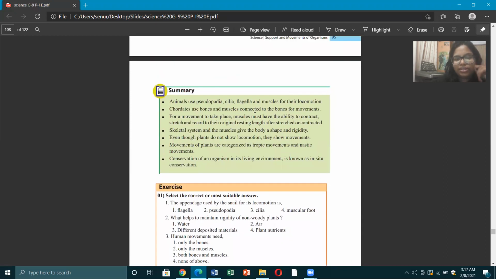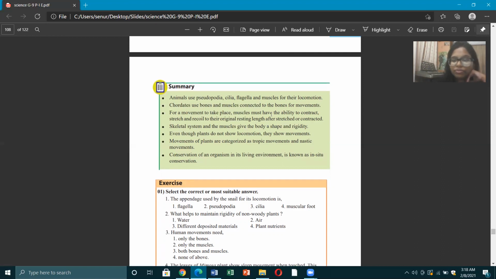It's really easy. We talked about how animals use pseudopodia, cilia, flagella and muscles for locomotion. Chordates, vertebrates like us, use bones and muscles to move. The muscles can contract and relax and come back to their original position again. Biceps contract, relax, and they are in the original position again. The skeletal system and the muscles give the body a shape and also rigidity and support.